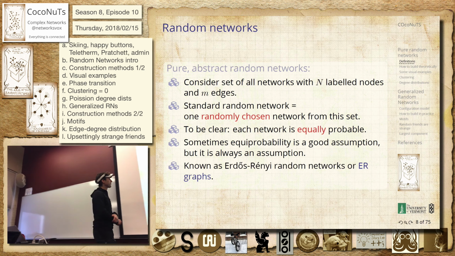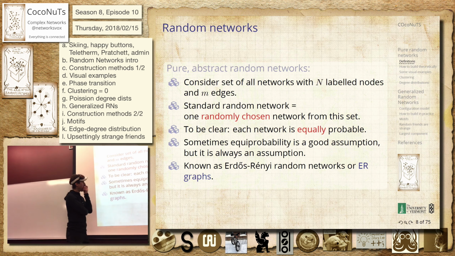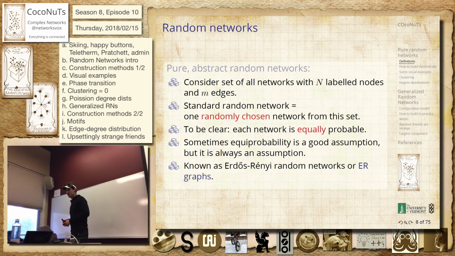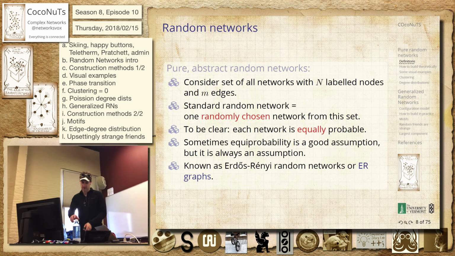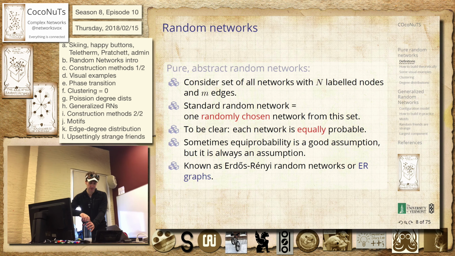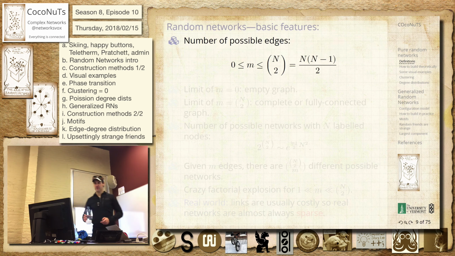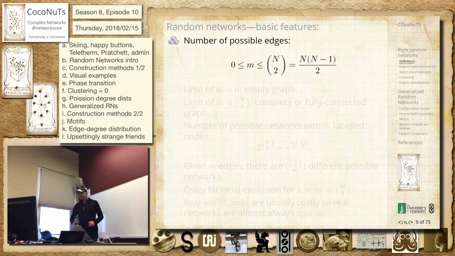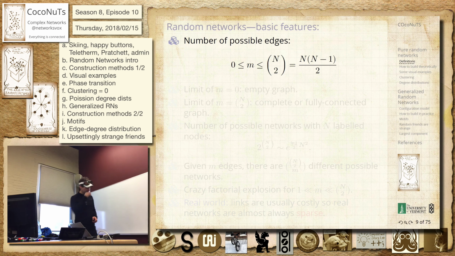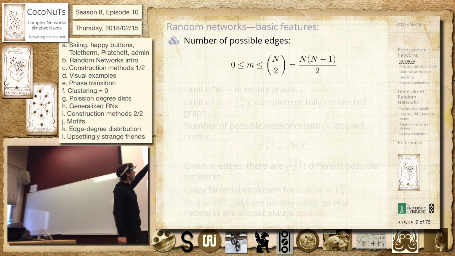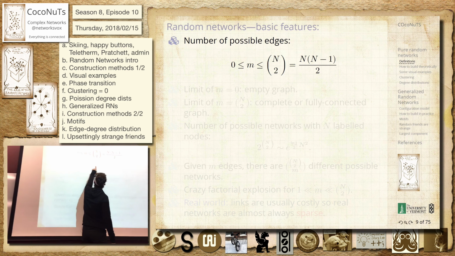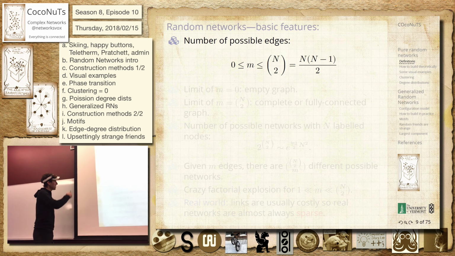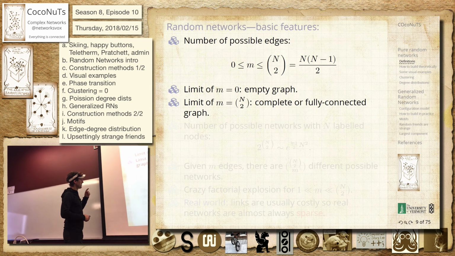So, okay, ER graphs. Equiprobability, equi-things, good assumptions. Physics is full of it, lots of equipartitioning of things. The number of possible edges goes from 0, if we have 0 friends, up to n choose 2, where everyone is connected to everyone else. And we're usually interested in the sparse ones, rather than fully connected.